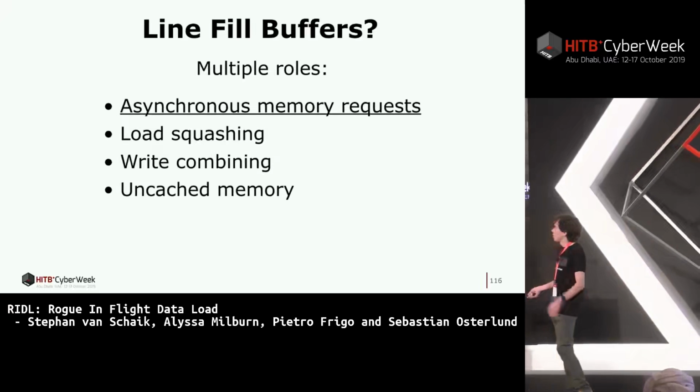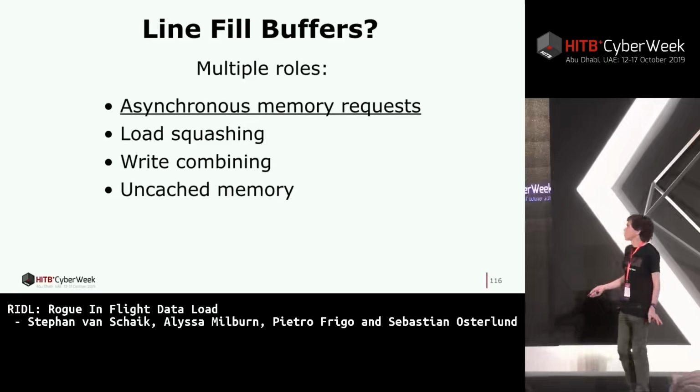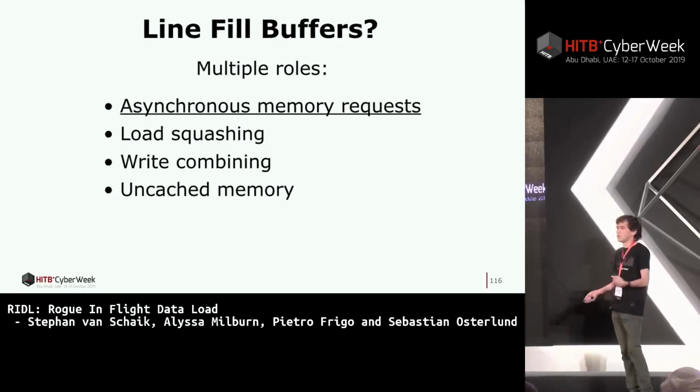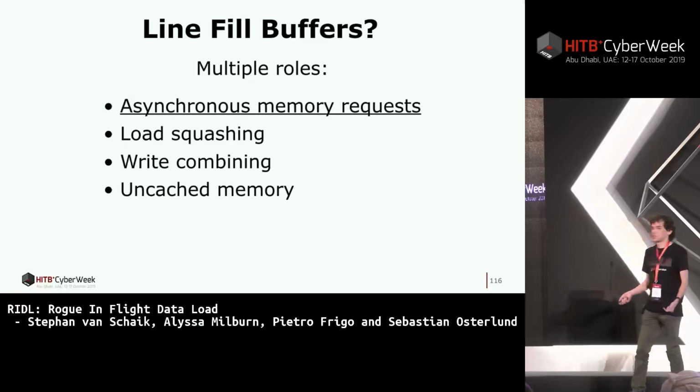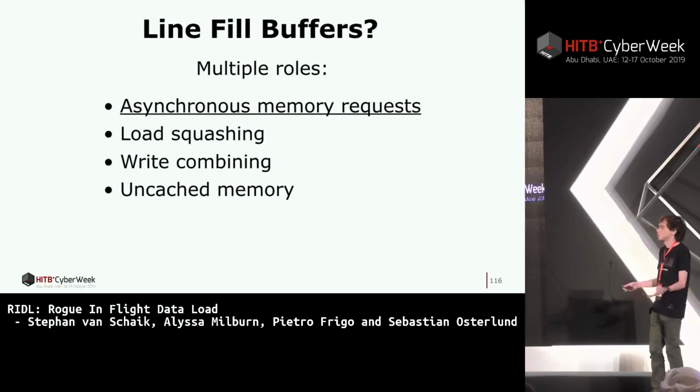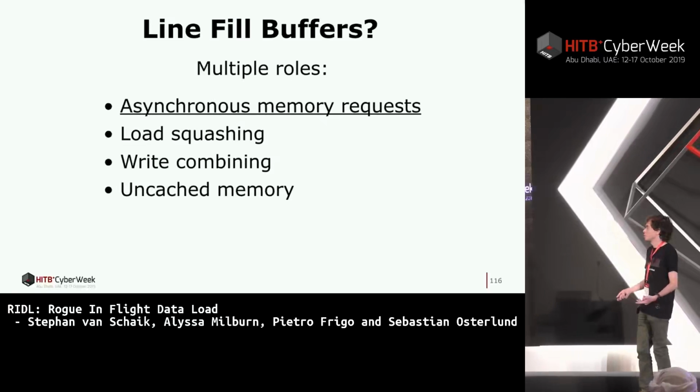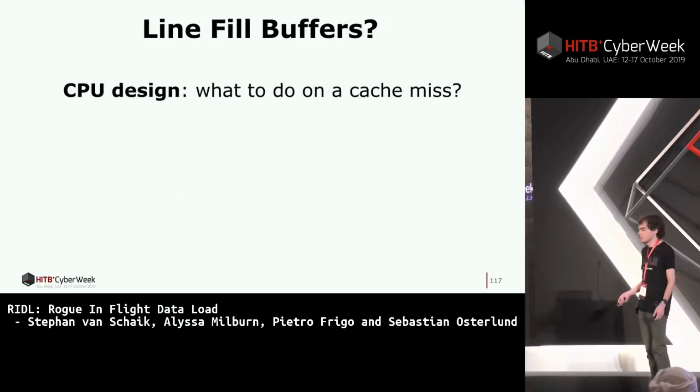Line fill buffers have multiple roles. They're there to allow asynchronous memory requests. I will talk to you about that a bit more. They allow you to do load squashing. Basically, if you have loads to the same cache line or stores to the same cache line, they start combining them, so you reduce the number of memory requests. And they're also there for uncached memory.